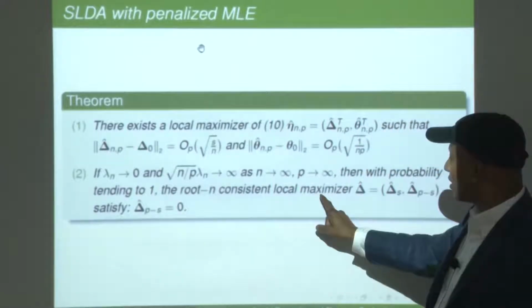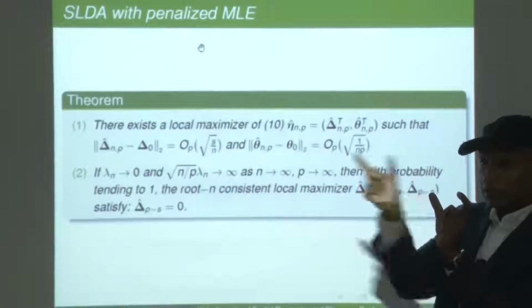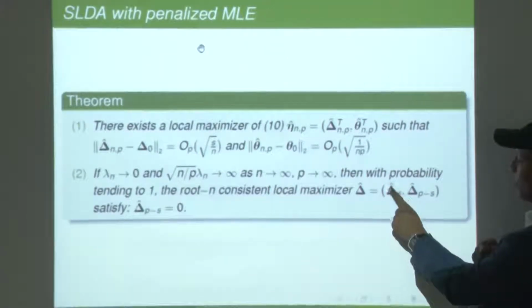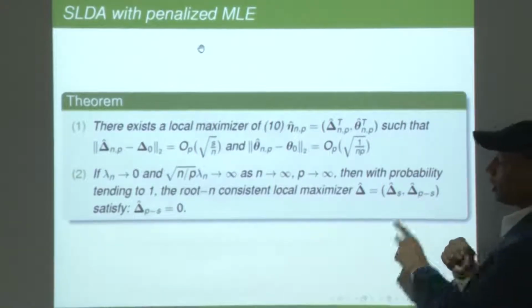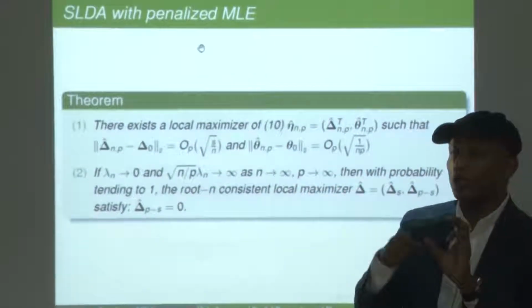you can have a root n consistent estimation of this delta. What is the delta? Delta is the difference of these neurons, and the delta P minus S component would be exactly equal to 0 because there is no difference and we are not interested in it.